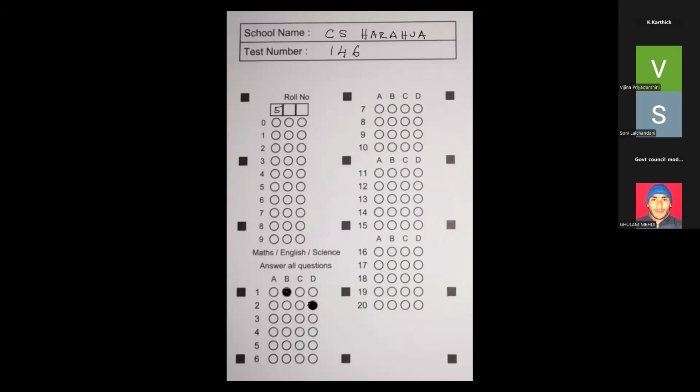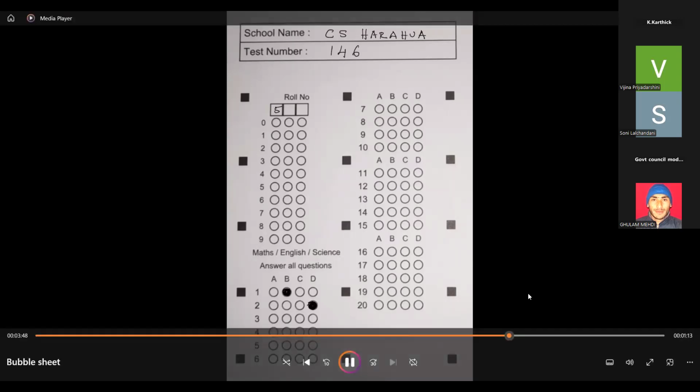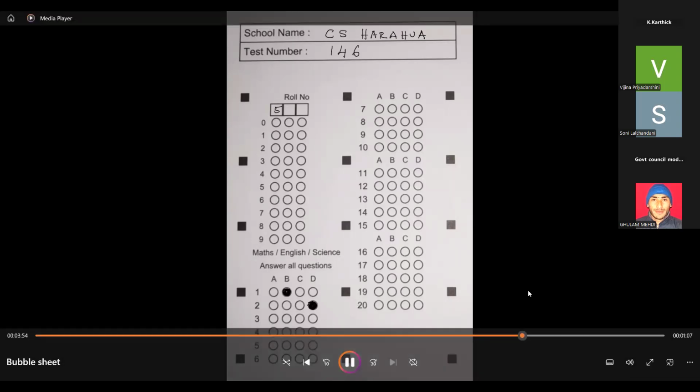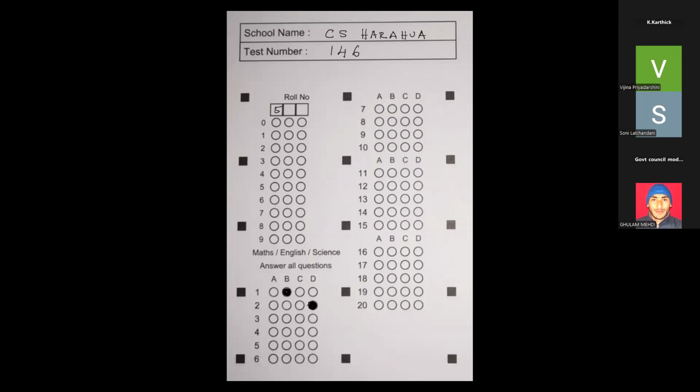Do not shade two bubbles at all. For one question, there should be only one answer. So, do not shade two bubbles. If you have made it wrong, leave it. I repeat, this is only for example. For the right answer, based on the question, you should shade the correct bubble. Like this, all the 20 questions you will be shading.